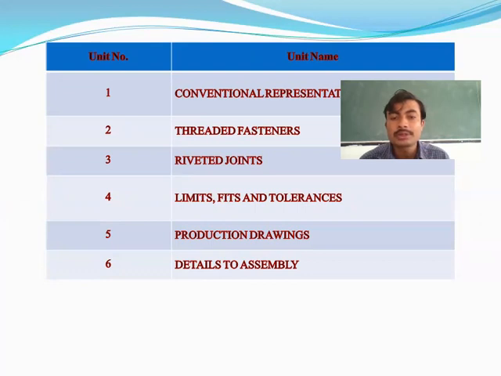The chapter number 6 is very important from the point of examination. The remaining chapters are also important, but chapter 6 is very important from the point of examinations. Now let us discuss one by one the chapters. The first chapter is conventional representation.